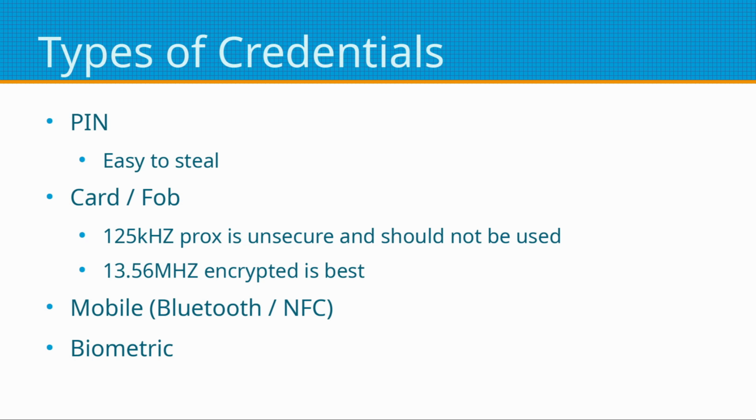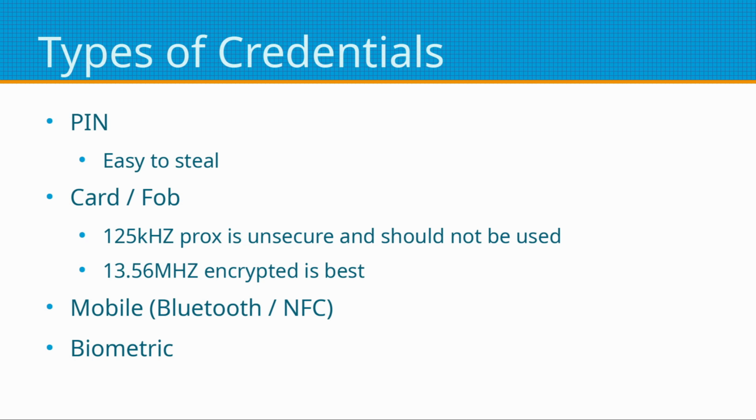So while we're talking about credentials, let's talk about a couple different kinds. We have PIN codes. PIN codes are the same thing that you use on your ATM. The problem with the PIN codes is it's easy to steal. Also, if you share your PIN code with someone, you can never get that back. So PIN codes are a pretty low security device. Cards and fobs, those are very common. The 125 kilohertz Prox fobs are probably the most common fob out there. They have become obsolete, but people still sell them for whatever reason.